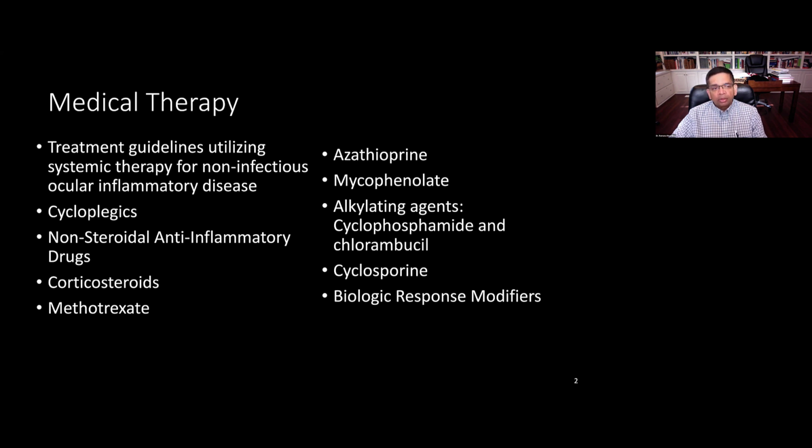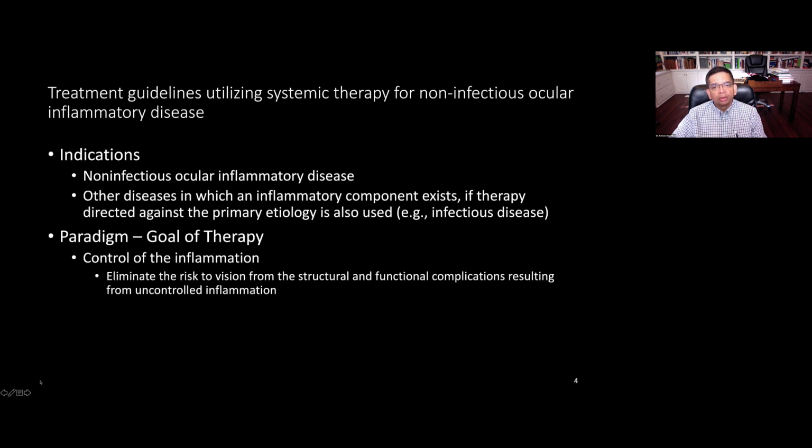So today we're going to talk a little bit about the treatment guidelines of systemic therapy. How do we use systemic therapy? And then we'll also talk about some of the other things like cycloplegics and nonsteroidals and corticosteroids. And then we'll spend some time on immunosuppressive agents and some of the biologic response modifiers. So the treatment guidelines start out with indications.